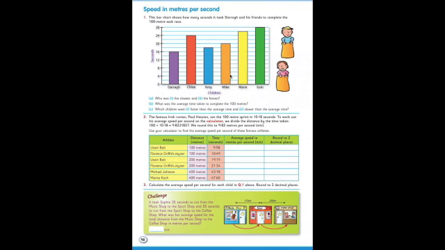So this bar chart, which is a bit of data within the chapter of time, shows how many seconds it took Dara and his friends to complete the 100-metre sack race. Okay, now 100 metres, it's a fair distance, you know.